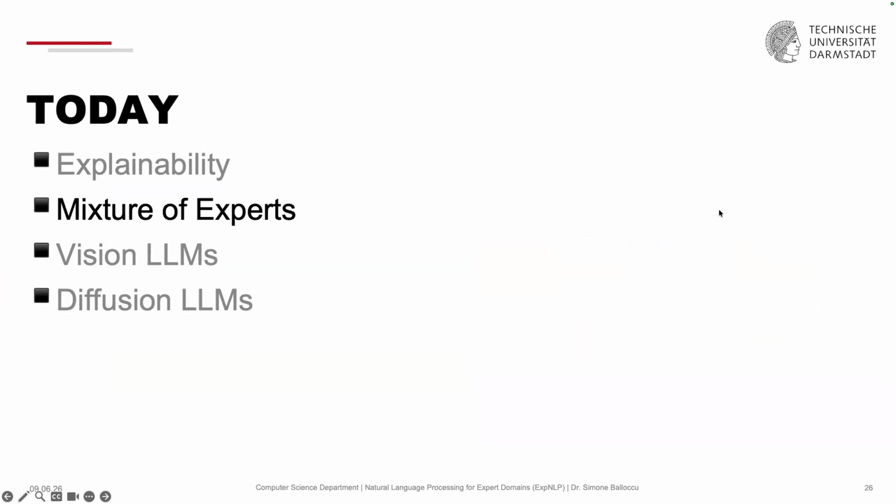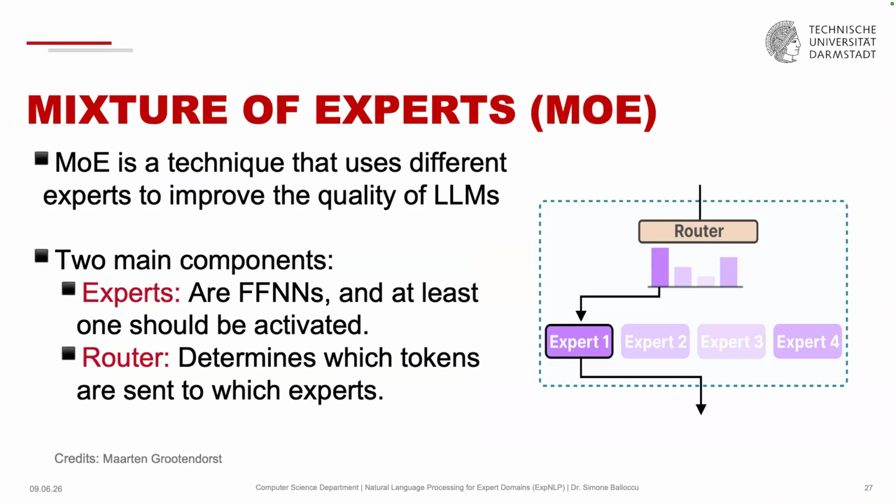Okay. We covered explainability. Now I want to talk about mixture of experts. So mixture of experts is a technique that uses different experts to improve the quality of LLMs. Each expert is basically a subset of parameters that we somehow involve in our architecture. It's just a feed-forward neural network, and when we have multiple experts, at least one should be activated. It could be more than one as well.